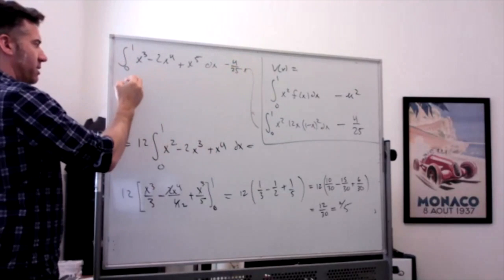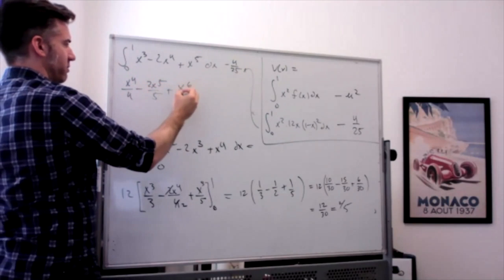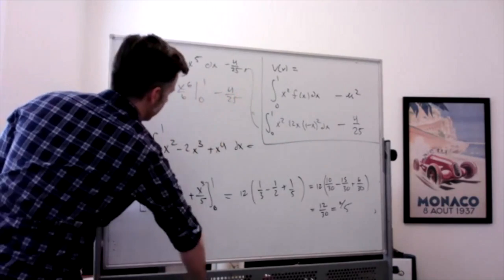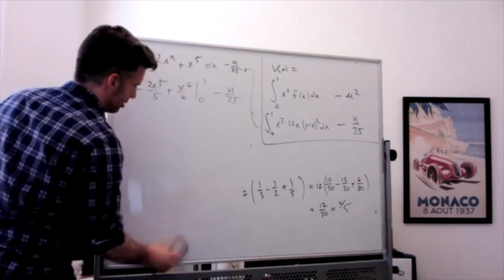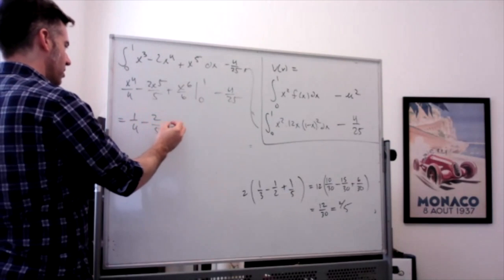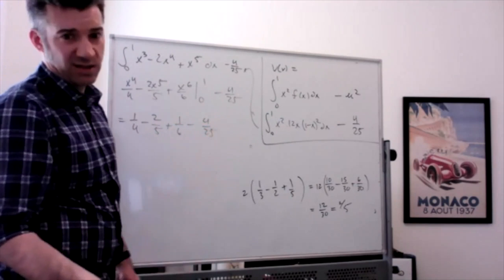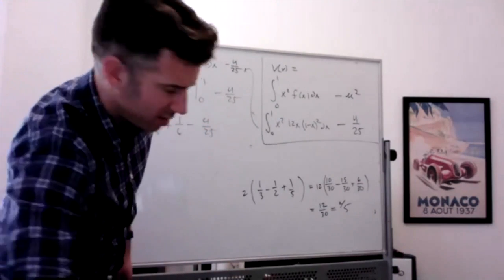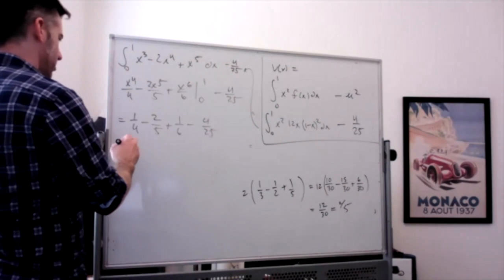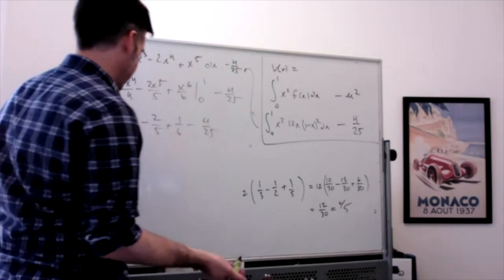Then we integrate, we get x to the 4th over 4 minus 2x to the 5th over 5 plus x to the 6th over 6, from 0 to 1, minus 4/25ths. We plug in and we get some numbers. Let's see, we get 1/4 minus 2/5 plus 1/6 minus 4/25ths. That looks terrible, but we get something. Common denominator could be something terrible.